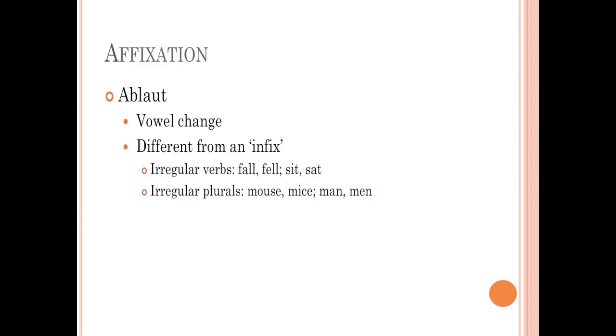Now, ablaut is different than an infix. It involves changing vowels within the root. It doesn't involve inserting a grammatical marker, but taking some of the vowels and changing them, resulting in a change of meaning. Irregular past tense verbs in English are a result of ablaut. Fall and fell, sit and sat. Many irregular plurals in English, mouse and mice, man and men. Again, this is the process of ablaut.